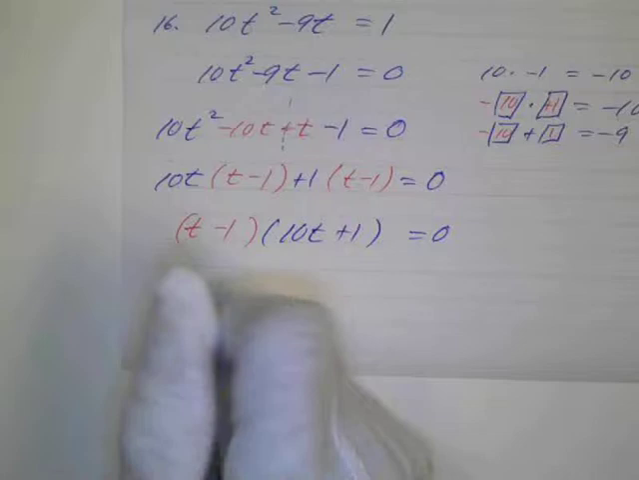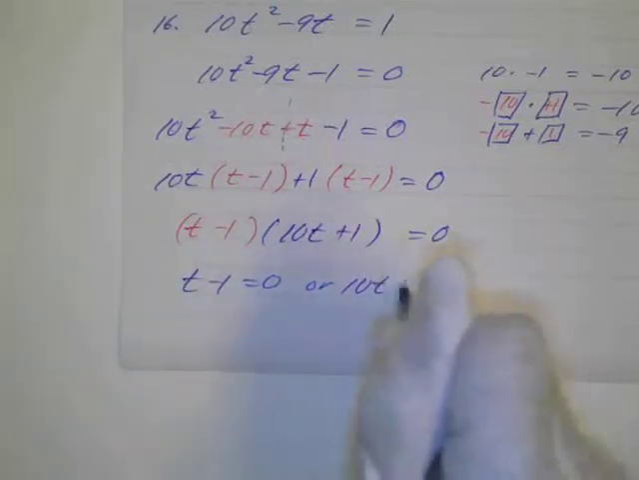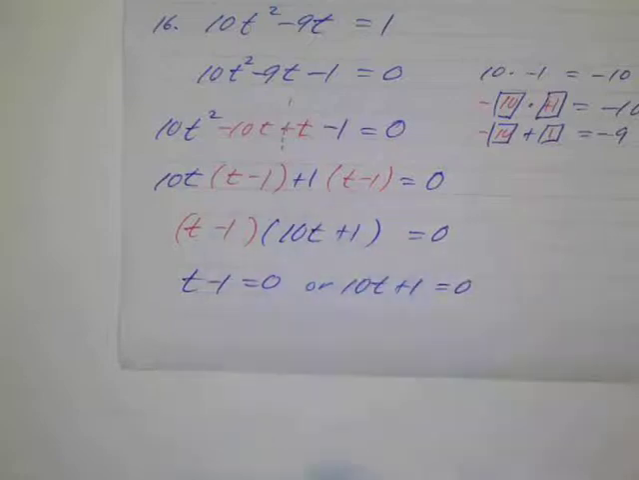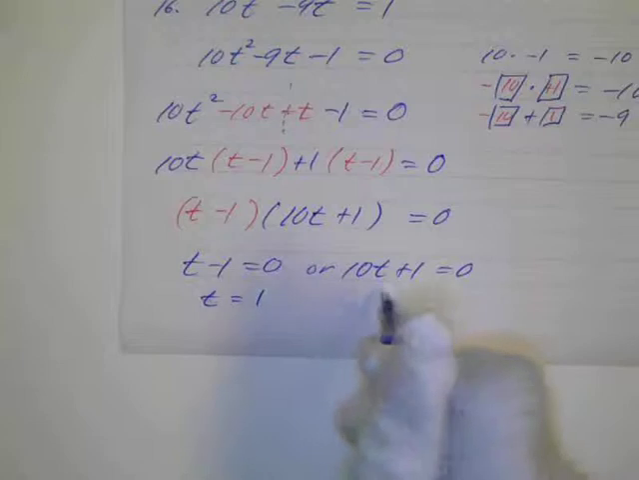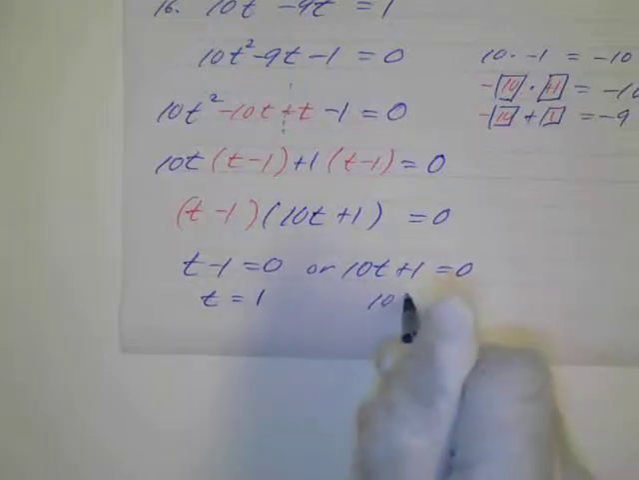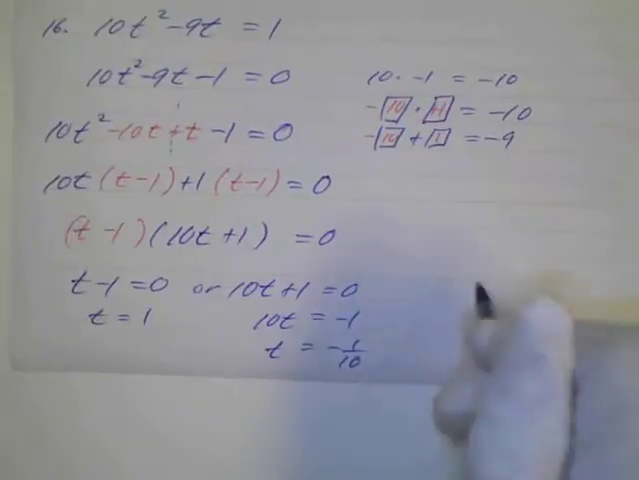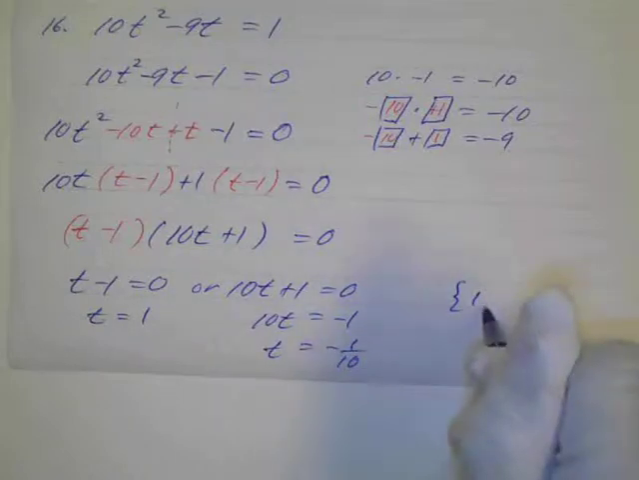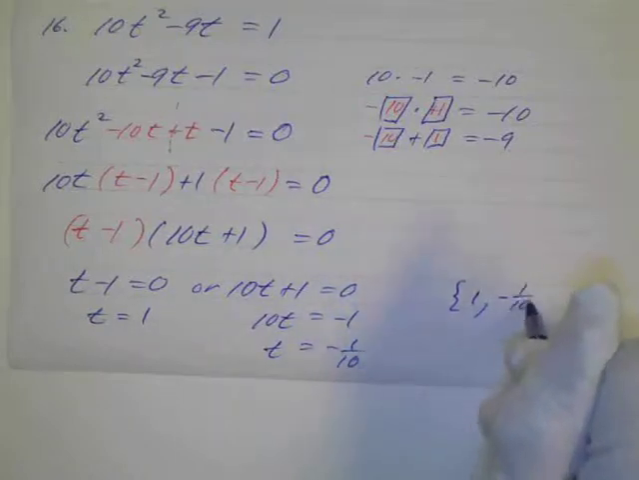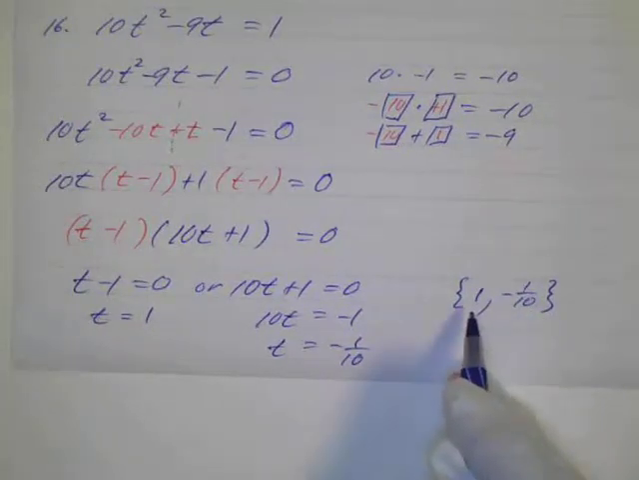And now we know that either t minus 1 equals 0 or 10t plus 1 equals 0. So if I add 1 to both sides, I get t equals 1. And here I can subtract 1 from both sides. I have 10t equals negative 1. And if I divide both sides by 10, t equals negative 1/10. So there's my solution set over here. 1 and negative 1/10. And for a set, it doesn't matter what order you put them in, so you don't really have to put negative 1/10 and 1 in.